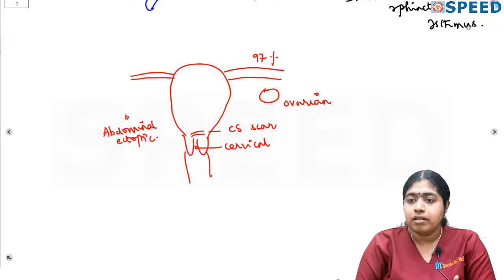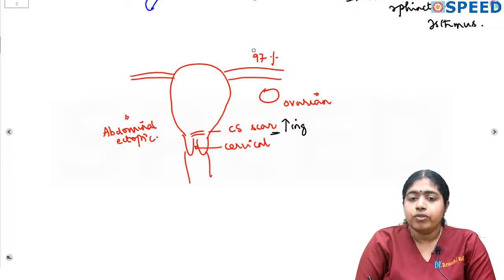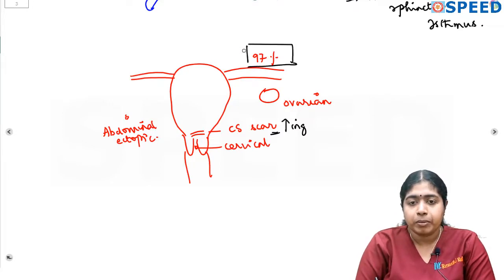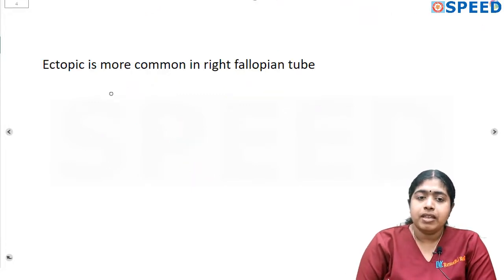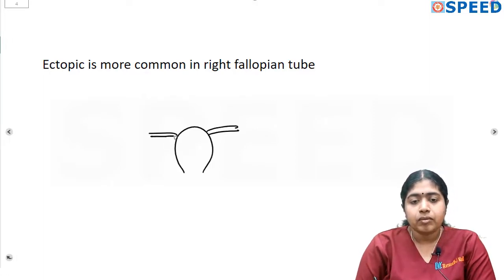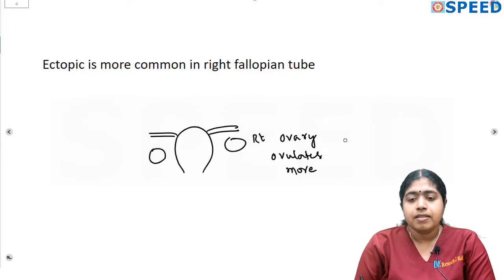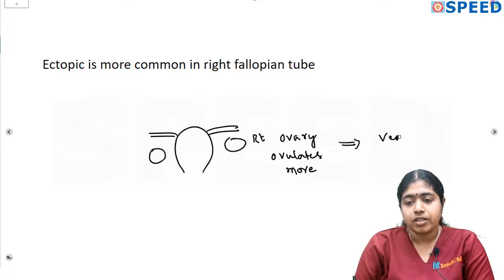But you should know, nowadays, the incidence of cesarean scar ectopic is increasing because of the increasing incidence of cesarean section on the whole. Is that okay? Now, fixing it up, the most common site of ectopic pregnancy is the fallopian tube. And in the fallopian tube, we see that ectopic is more common in the right fallopian tube. You know why? Let's reason it out. It is always said the right ovary ovulates much better, or more frequently, than the left ovary. And this is linked to venous drainage.